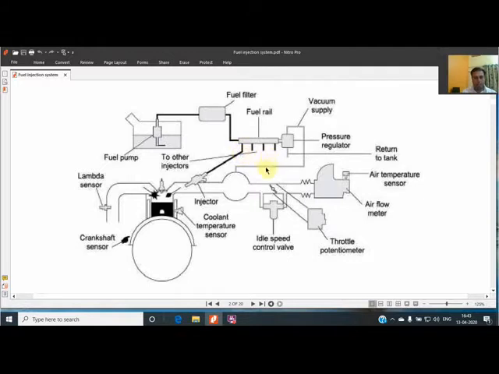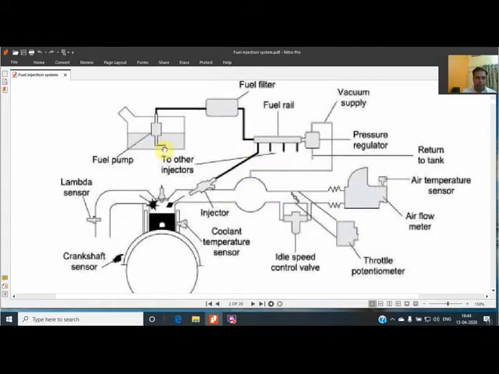The main components, starting with the fuel tank itself. From the fuel tank, a fuel pump is there. This fuel pump is called a lifting pump, and it has a float also to measure the fuel level. This pump is driven by battery current. It is used to lift the fuel and send it into the fuel filter.